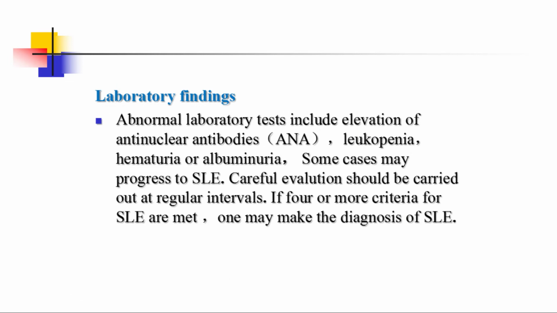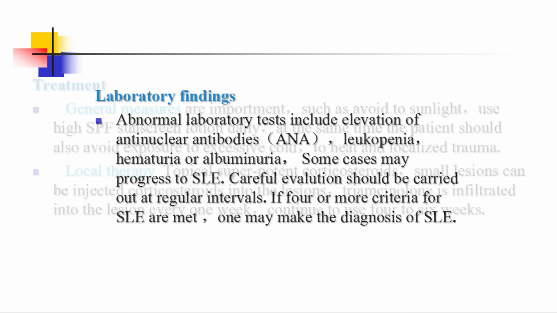Laboratory findings. Abnormal laboratory tests include the elevation of antinuclear antibodies, leukopenia, hematuria or albuminuria. Some cases may progress to systemic lupus erythematosus. Careful evaluation should be carried out at regular intervals. If 4 or more criteria for systemic lupus erythematosus are met, one may make the diagnosis of systemic lupus erythematosus.